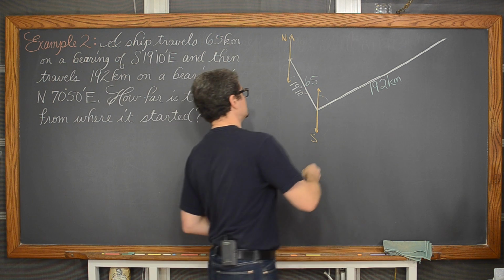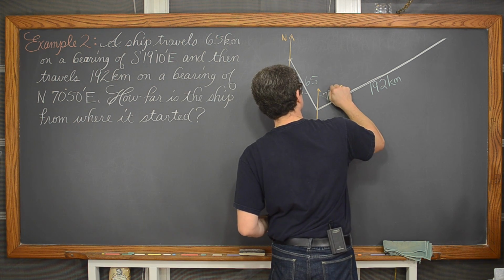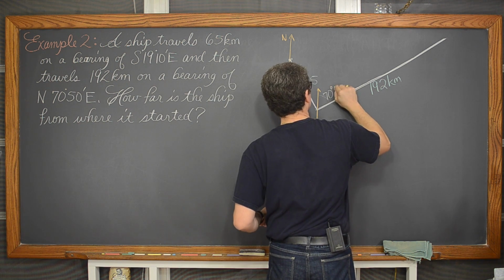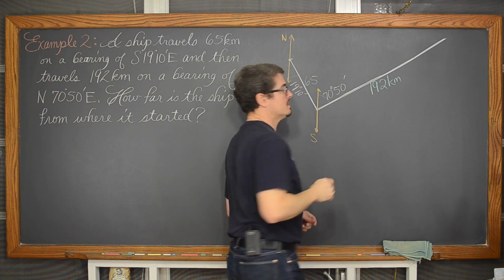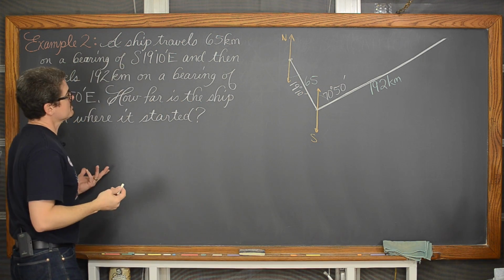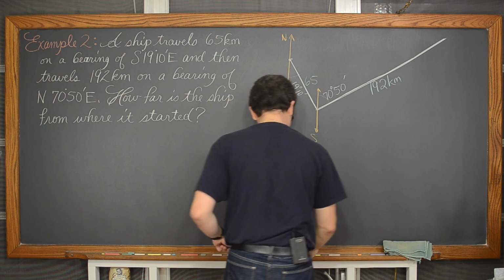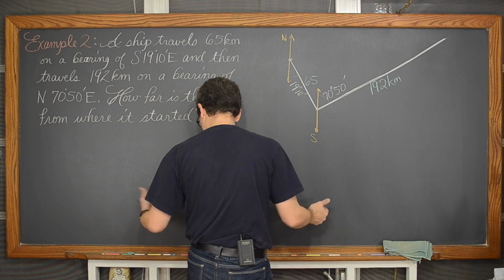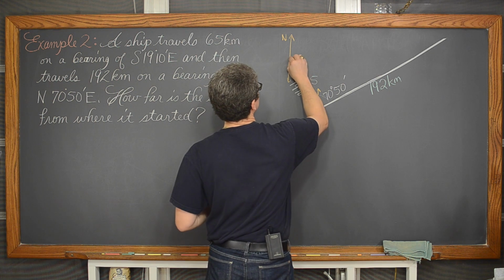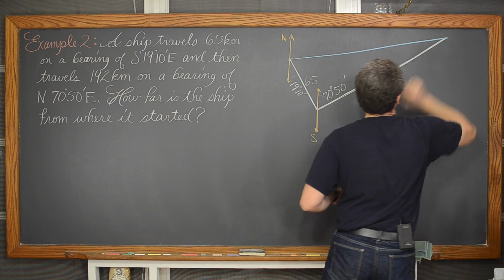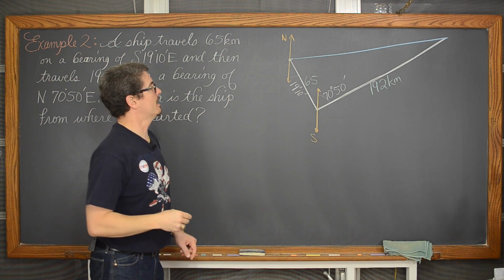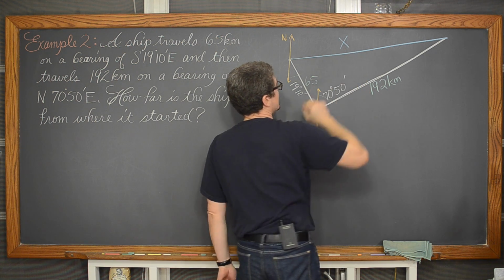And that angle right there, 70 degrees and 50 minutes. And how far is the ship from where it started? So we went along this path, and the side that we are looking for, let's label it or draw it blue. How long is that blue line? Let's just call it x.